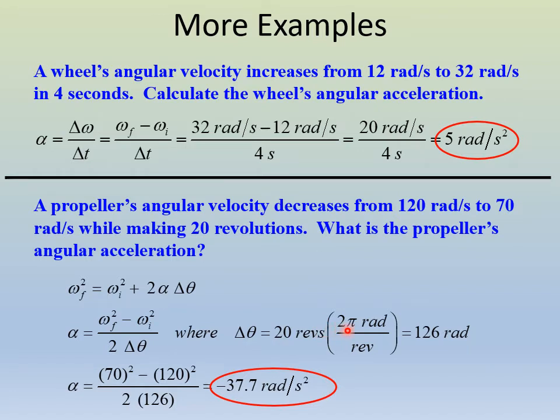We're converting revolutions to radians by multiplying by 2 pi. So 20 times 2 pi turns out to be 126 radians. That's the number we stick in for delta theta down here. And then if you do the rest of the math, you'll come up with a negative answer: negative 37.7 radians per second squared. Now, what does this mean? A negative alpha, a negative angular acceleration, in this context just means that the propeller is slowing down. It's not speeding up. It went from 120 radians per second to 70 radians per second, so its acceleration is negative.